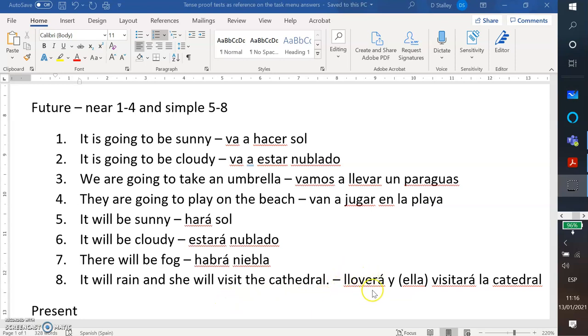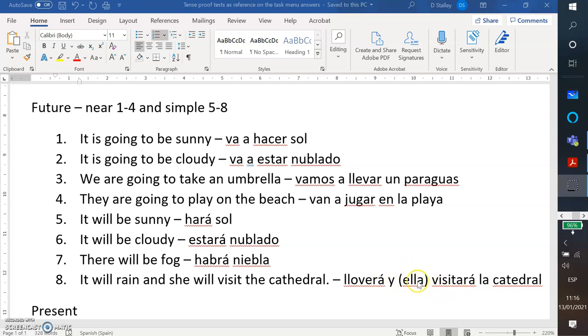And the last one, just to extend a little bit, so we've got it will rain, lloverá. So remember the infinitive for to rain is llover. And then we add the a on there, lloverá. Quite often I find when we're doing this tense is that people forget to leave the ER, AR and IR on the end, and they take those off and then put the ending, which then turns it into a completely different tense. So that's the key thing to look out for when you're doing the simple future.